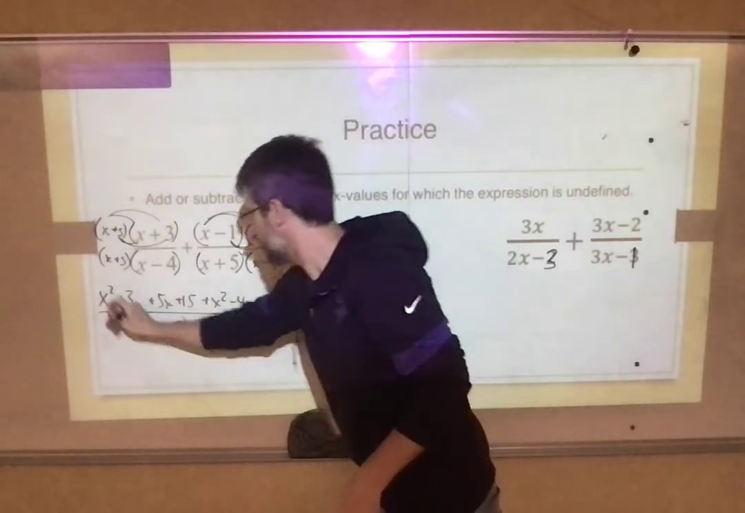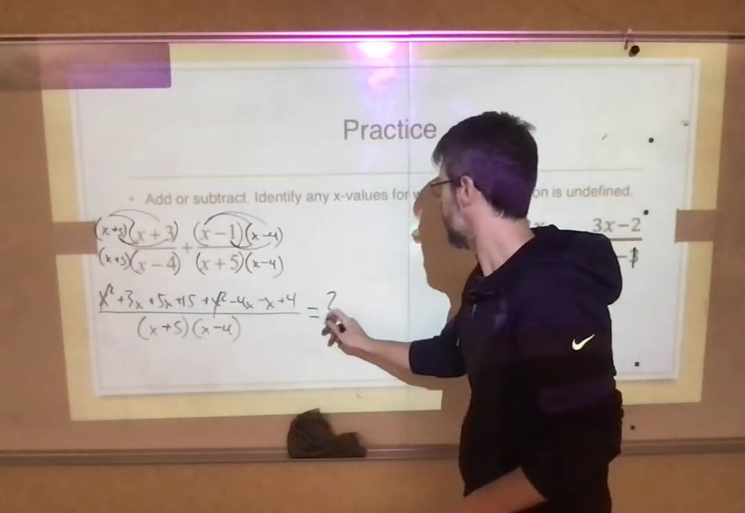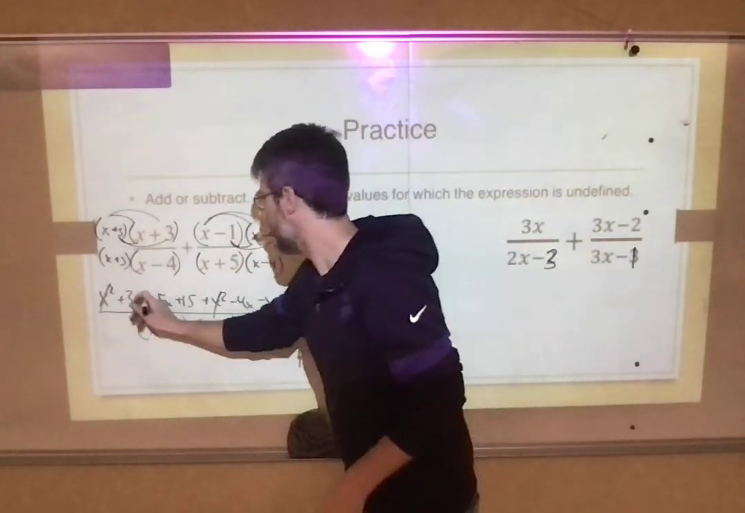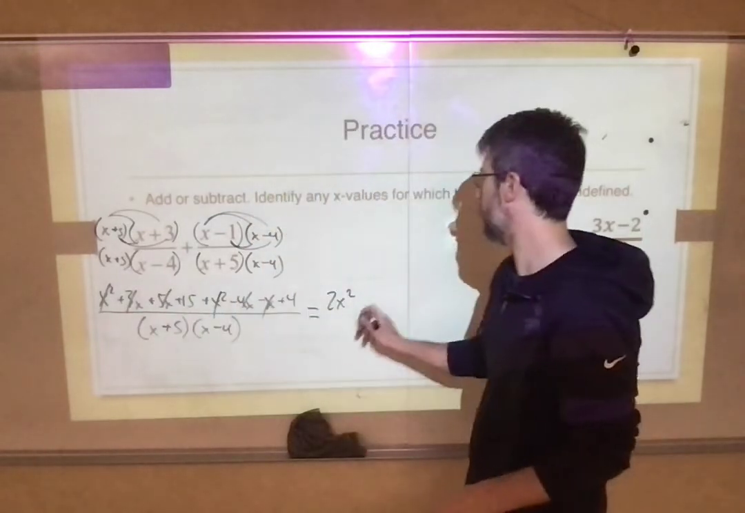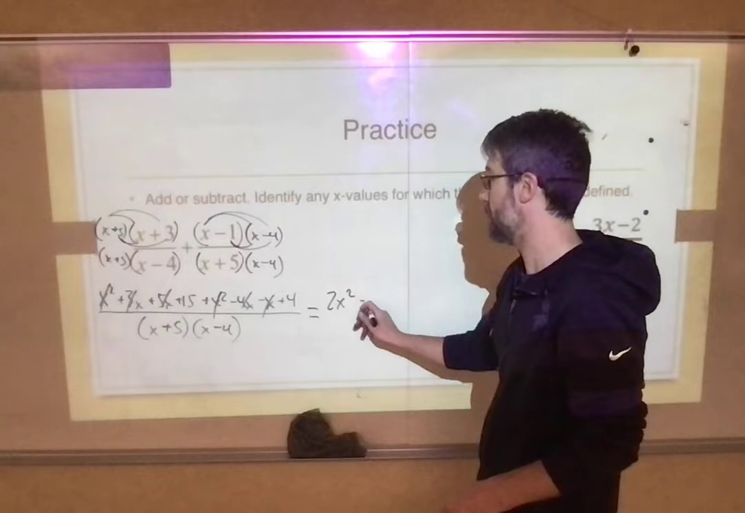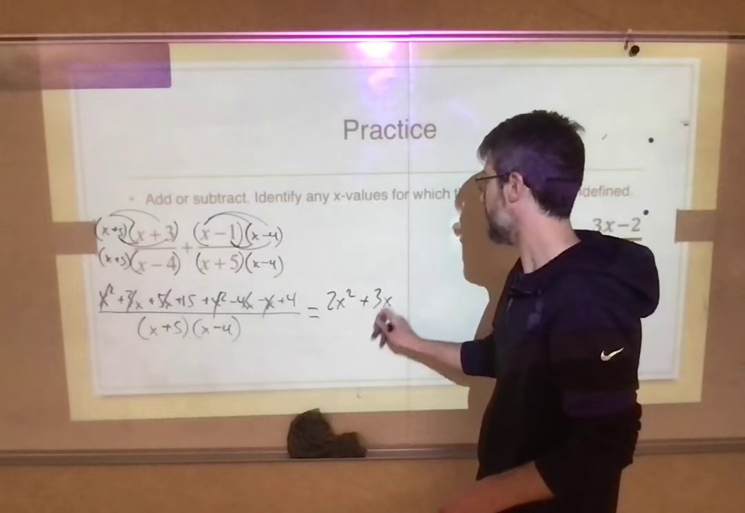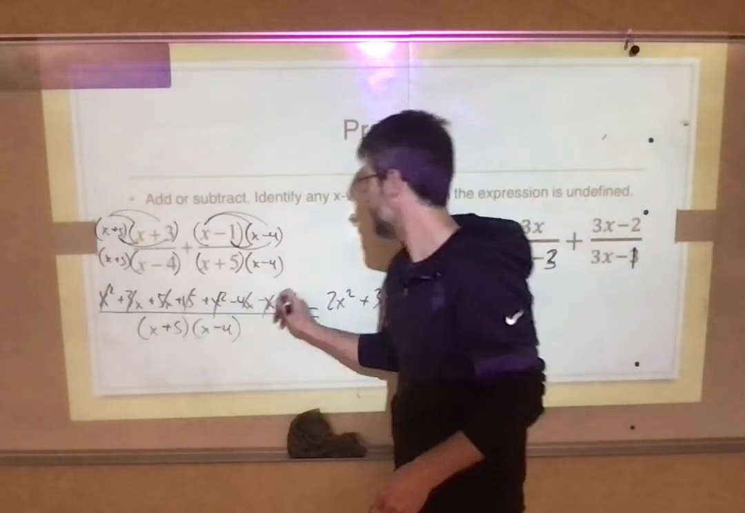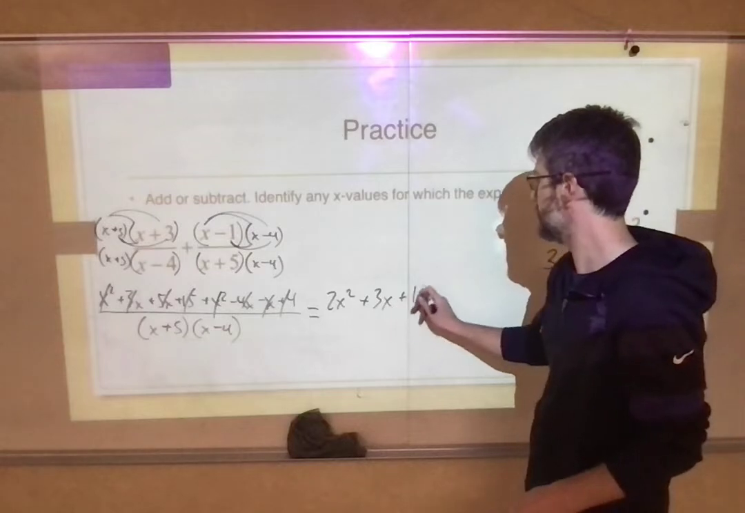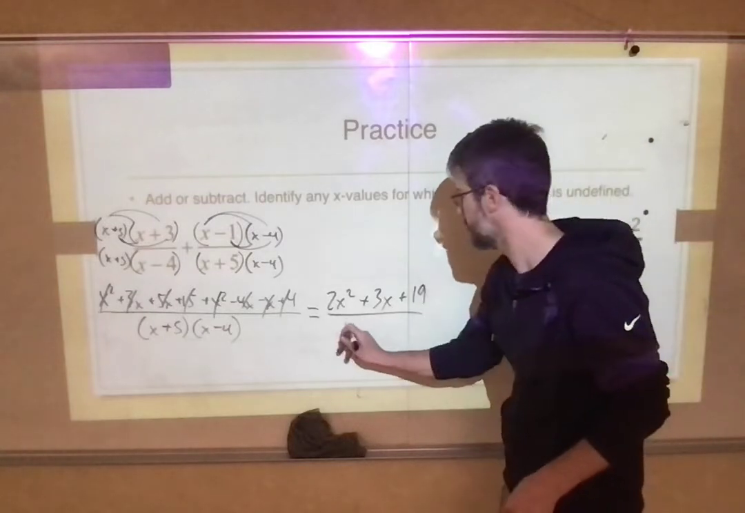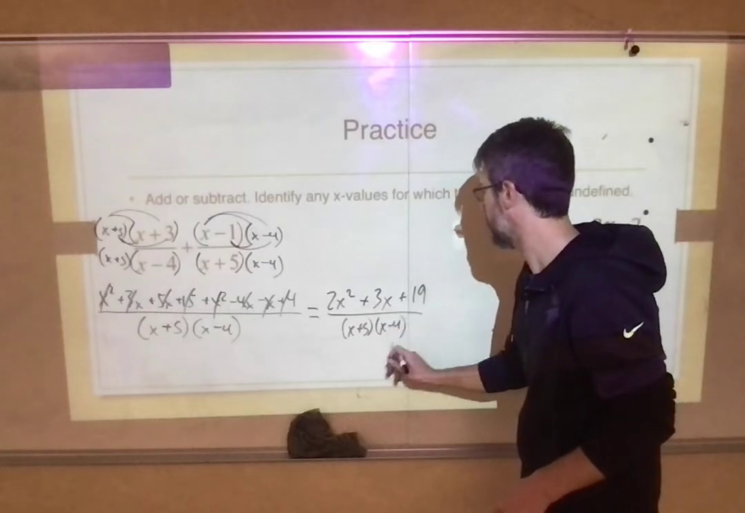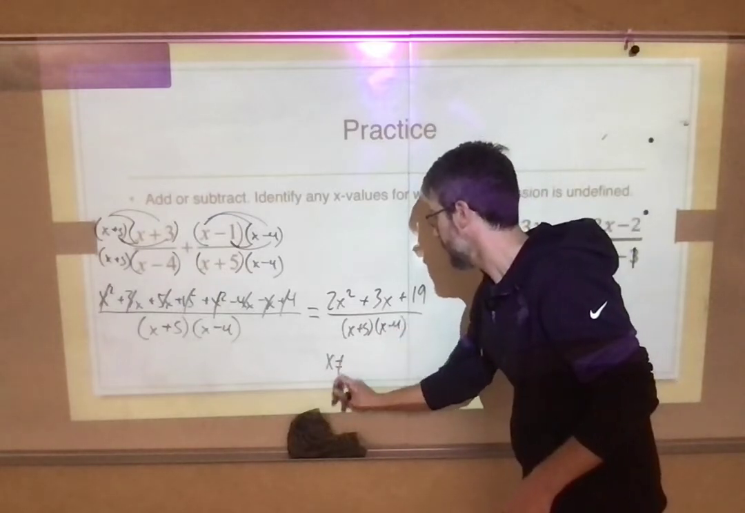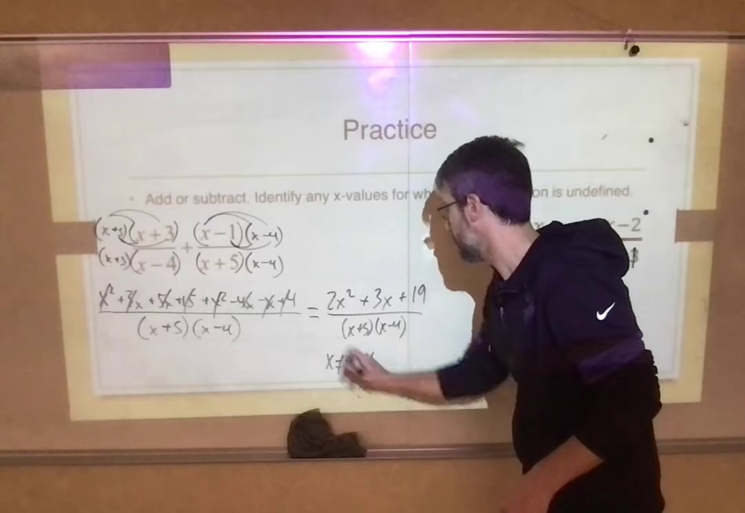Combine like terms, I've got x squared plus x squared makes 2x squared. I've got 3 plus 5 minus 4 minus 1 for the x's makes a plus 3x. And then 15 plus 4 is 19 for my constant. X plus 5, x minus 4. So x cannot equal a -5 or a +4.